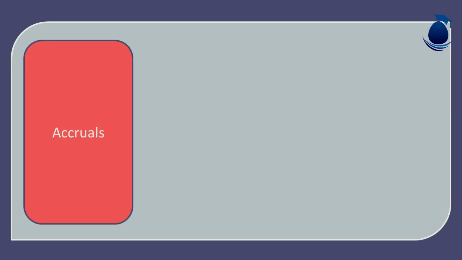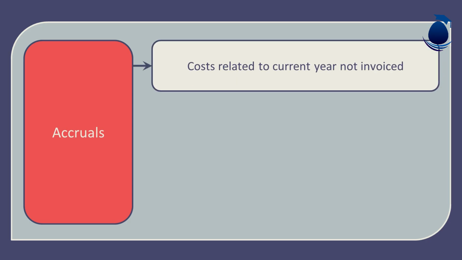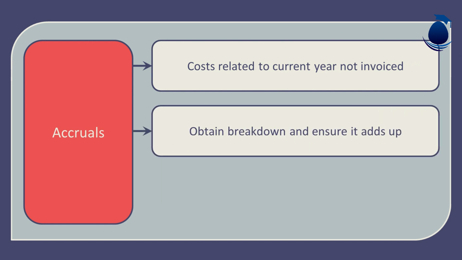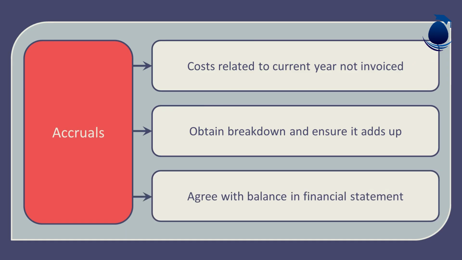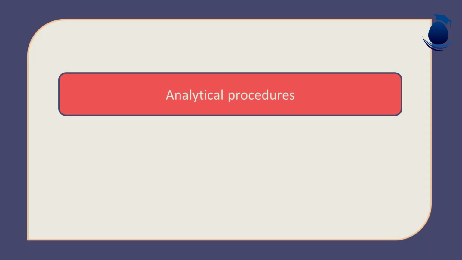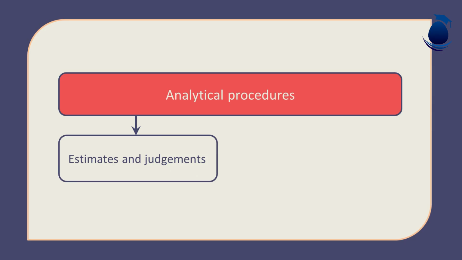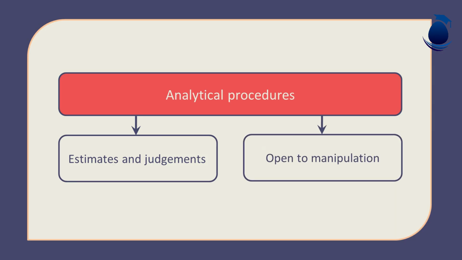The accruals balance will have been prepared by the client based on costs that may not yet have been invoiced in the year but belong to the current year. The auditor should obtain a breakdown of the accruals balance and ensure it adds up and agrees with the accruals balance in the financial statements. In addition to this, analytical procedures are useful here, as this is a balance where estimates have been used and judgments made by the client. It is open to manipulation.